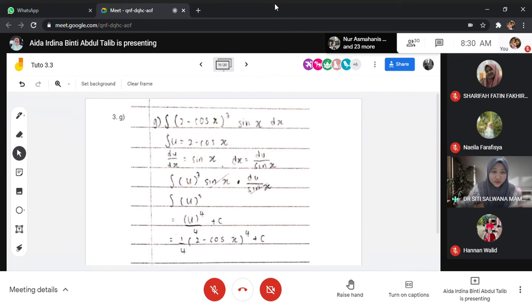So you integrate u cube. Okay, Hanan, you tengoklah ni, you integrate u cube du kat sini. Yes, first, second, third. Okay, the third last line ni, u cube du. Okay, you akan dapat u to the power of 4 over 4. Lastly, you ganti balik u function ni dengan original lah, 2 minus cos x. Okay, boleh ya? Okay, thank you. Okay, next.